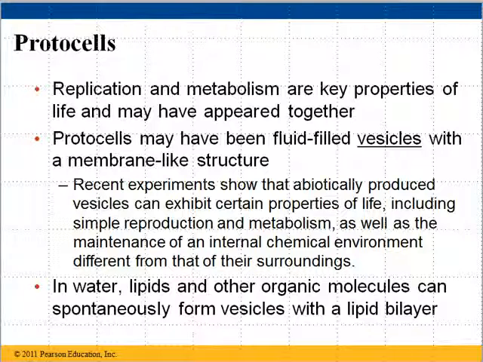Recent experiments have shown that these abiotically produced vesicles can exhibit certain properties of life, in a way, a simple type of reproduction and metabolism. In other words, they have a way of keeping the internal separate from the external and a way of basically subdividing or reproducing themselves. And again, they mentioned, for example, that in water, lipids and other organic molecules spontaneously form vesicles with a lipid bilayer. If you remember, our cell membrane is made up of a lipid bilayer, and this kind of mirrors what can happen with these protocells that we're talking about.